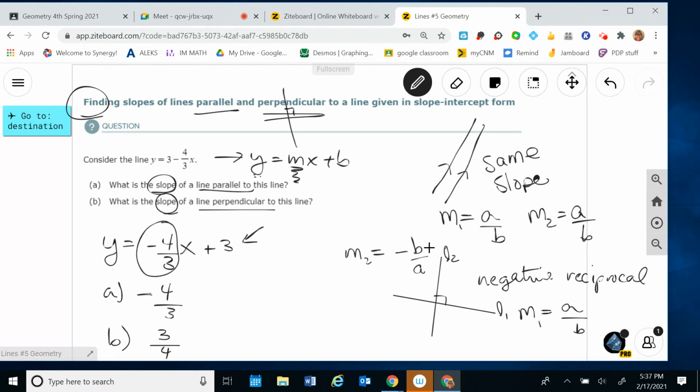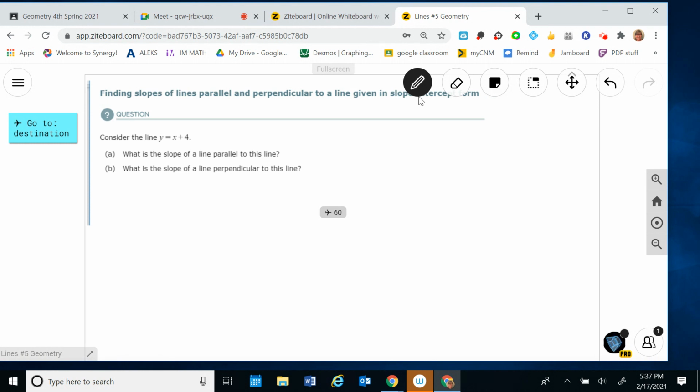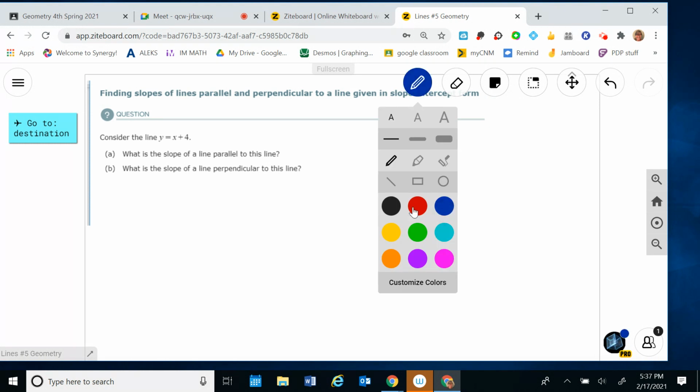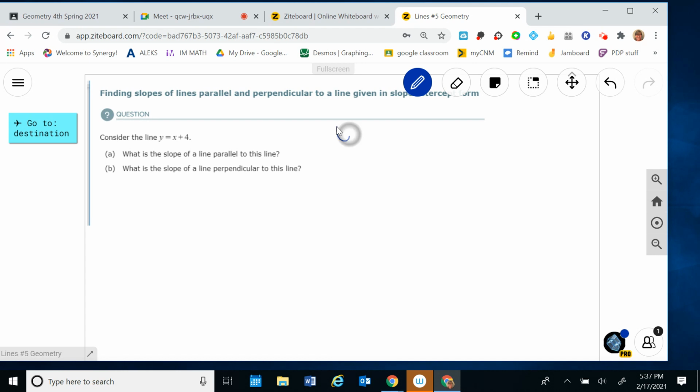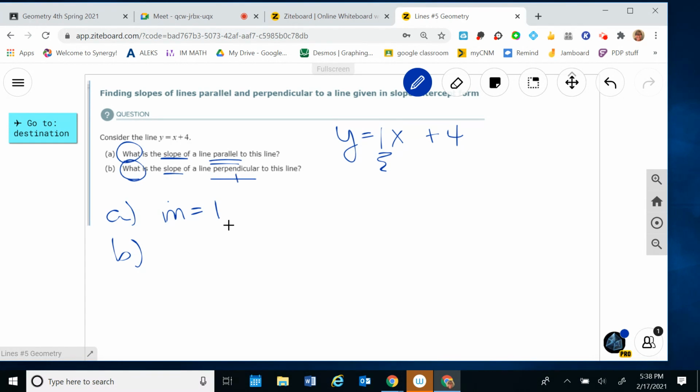Let's try that. You can try this one. Pause it if you need to. This is in slope-intercept form already. The slope is 1 because it's not there. This is actually a hard one for kids, and it's kind of funny because it's really easy, but because it's so easy, it turns into a hard problem. What is the slope of the line parallel? The slope is going to be equal to 1. It's the same. What is the slope of the line perpendicular?